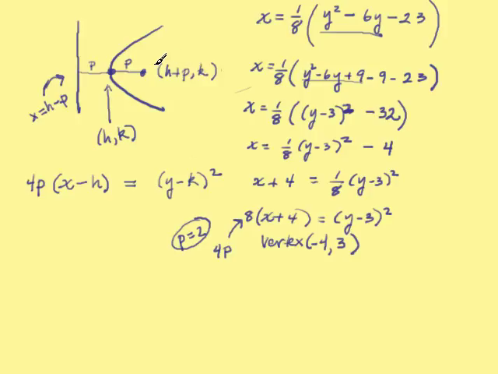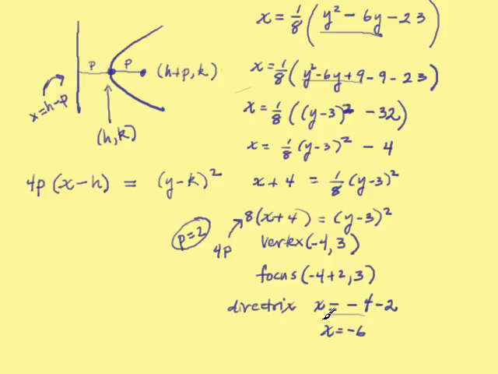All right, now let's find the focus. So we add p to the x-coordinate. The focus is minus 4 plus 2. And then for the directrix, we have x is equal to the x-coordinate of the vertex, minus 4, and now we're going to subtract p, minus 2. Okay, so x equals minus 6. That's the directrix.